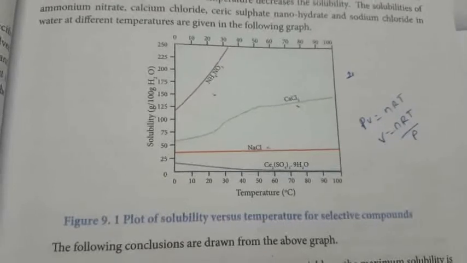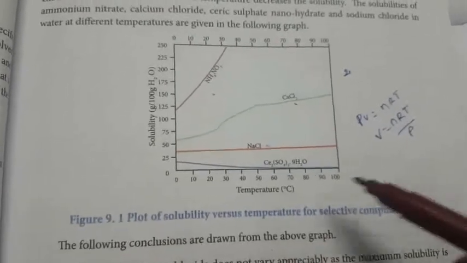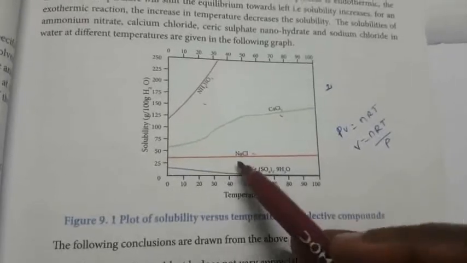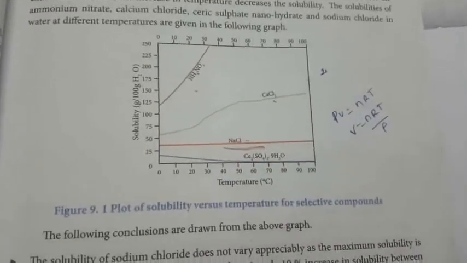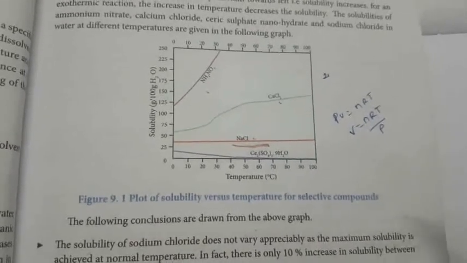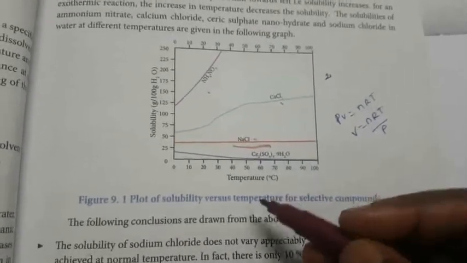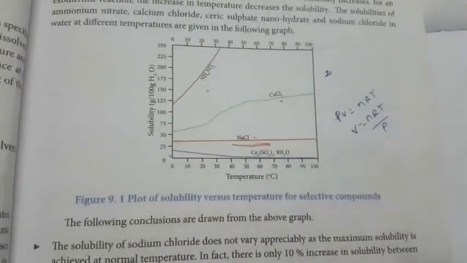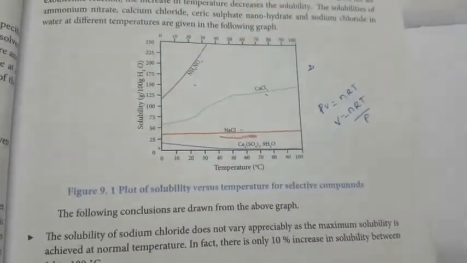So what is the reason for that? The following conclusion from this graph: the solubility of sodium chloride does not vary much. What is the reason? Because there is only a 10% increase in solubility between 0 and 100 degrees. Between 0 and 100 degrees, there is only a 10% increase.